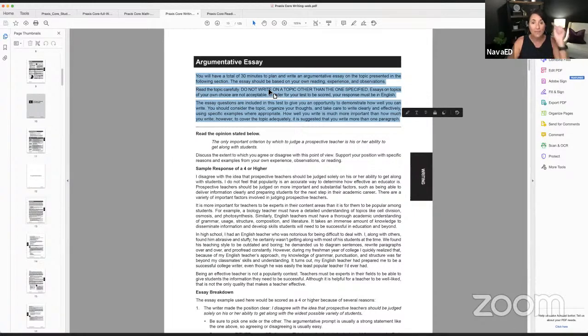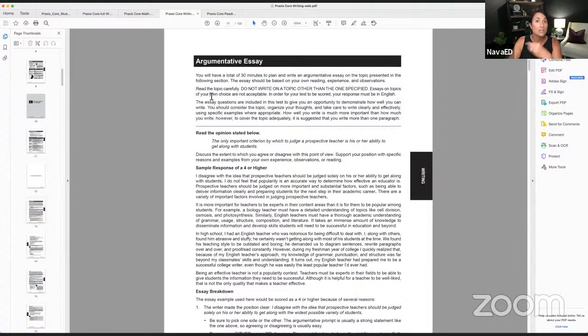You have to write on the topic that's given to you here. And then it says what you should do. Consider the topic, organize your thoughts, take care to write clearly and effectively, blah, blah, blah. Okay? That's what this says. On test day, when you get this, you can skip over this section because you've read it 100 times. All right? So that'll save you a couple of minutes, and you need those minutes.